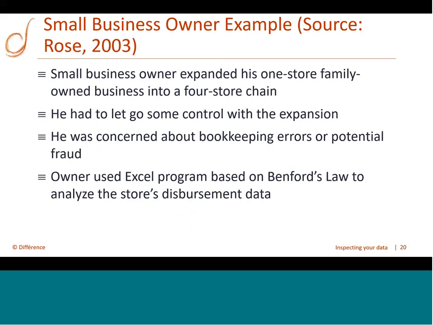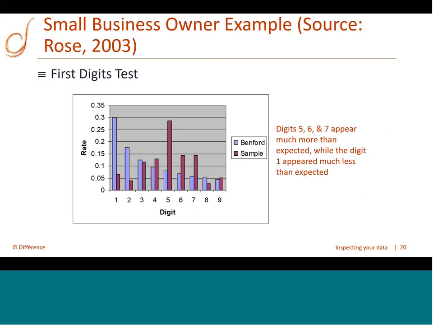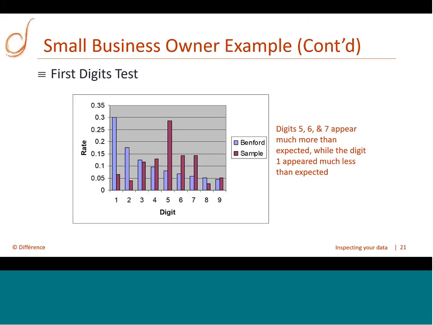So he used Excel to analyze some of the store's disbursement data. He looked at the first digit of all the numbers he collected on the disbursements of a store, and he could see something strange. Looking at the Excel file here, on the x-axis we have the digits 1 to 9.